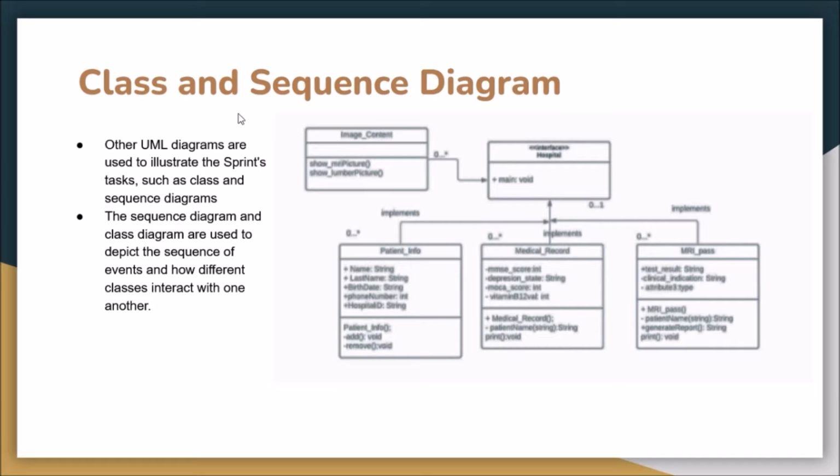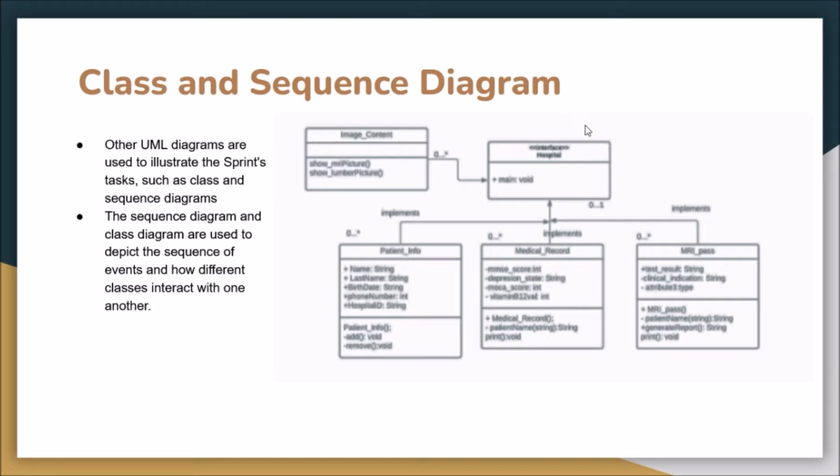Class and sequence diagram. Other UML diagrams are used to illustrate the sprint's tasks, such as class and sequence diagrams. The sequence diagram and the class diagram are used to depict the sequence of events and how different classes interact with one another. This is how it looks, the class diagram for our project.